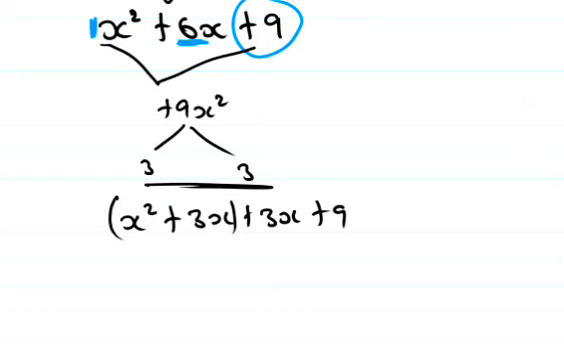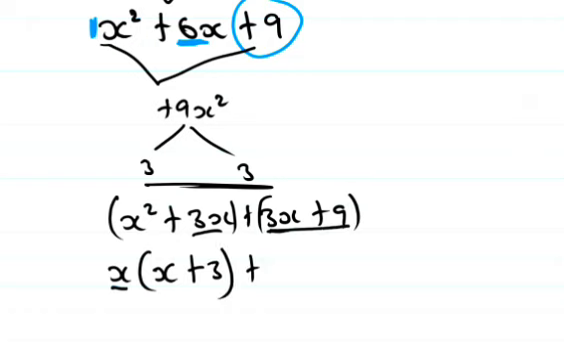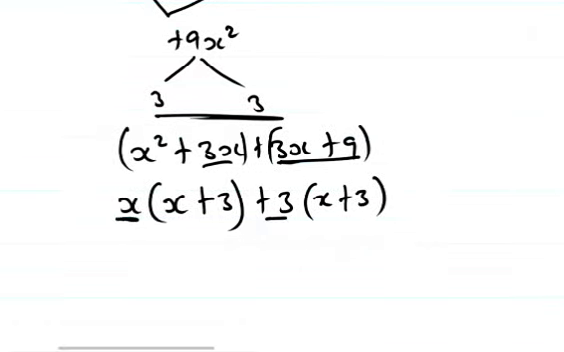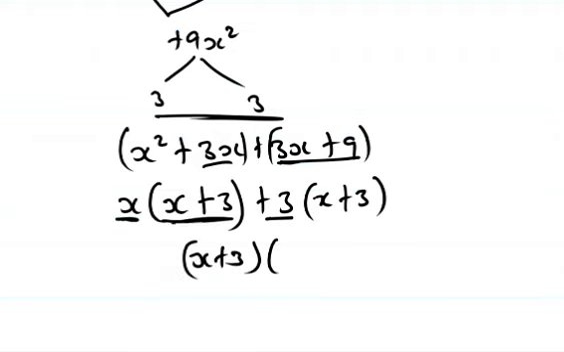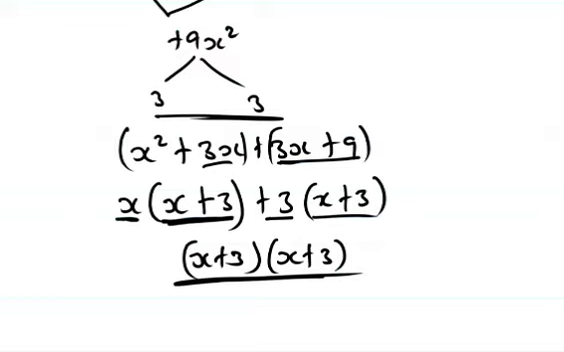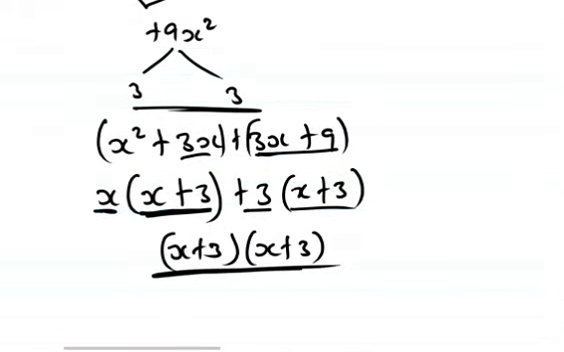Can I go about it by grouping like this? Taking common factor in the first bracket, we take x common from x squared and 3x, which gives x plus 3. Then plus common factor 3: 3 from 3x gives x, and 3 from 9 gives 3. So this factor is x plus 3, and the other one is also x plus 3. So you can just take all the brackets, so this one is the same as this one, which can be written as x plus 3 squared.